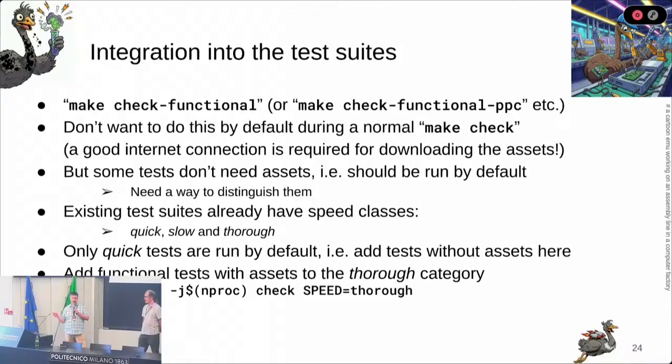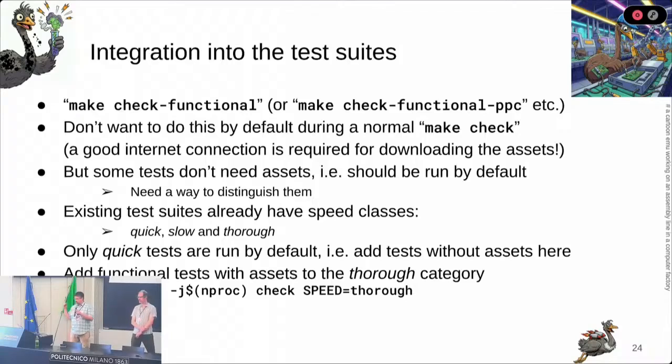On the other hand, there are some functional tests that don't need any assets at all, so it would be great if we could run these tests during make check. So we needed a way to distinguish them. And the solution we came up with is that in the other QEMU test suites, there are different speed classes. There are the quick tests, the slow tests, and the thorough tests. And only the quick tests get run by default if you just type make check. So the idea was to add the functional tests that don't need an asset to this quick class, and all other tests are added to the thorough class instead.